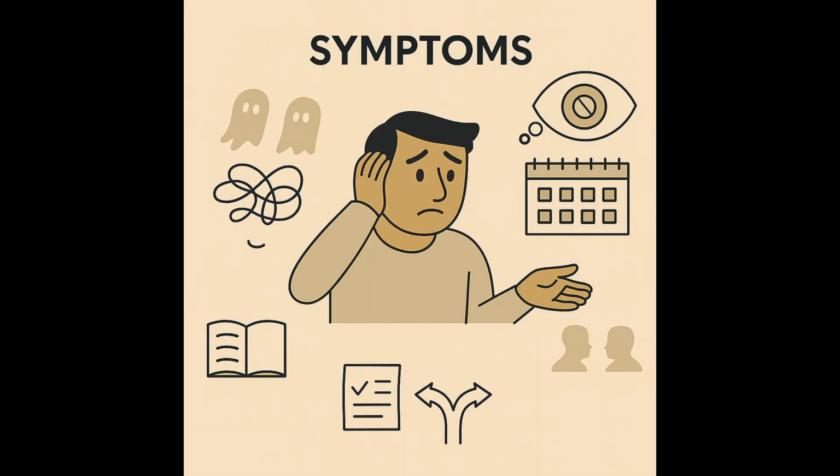Main symptoms. 1. Positive symptoms, things added to the person's experience. Hallucinations, seeing or hearing things that aren't really there, for example, hearing voices. Delusions, believing things that aren't true, for example, thinking someone is spying on them. Disorganized thinking, confused speech, jumping between topics. Unusual behavior, odd movements or actions that don't make sense to others.